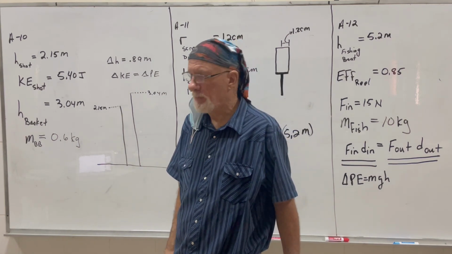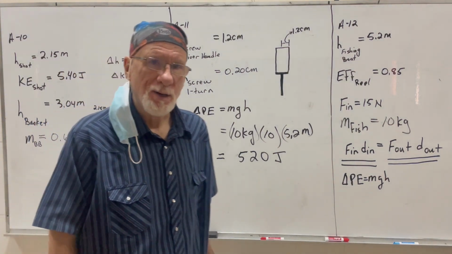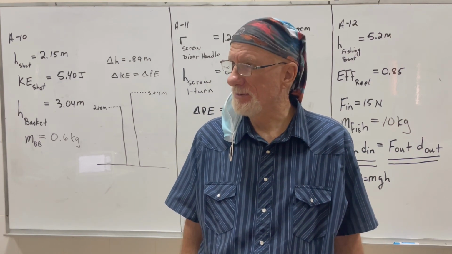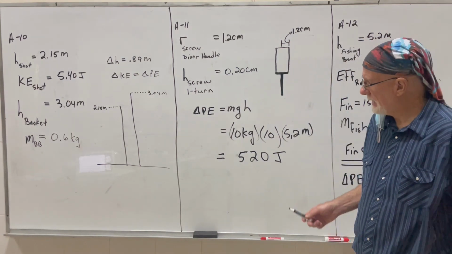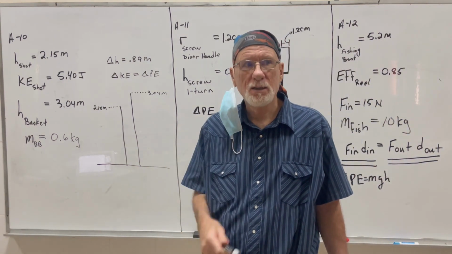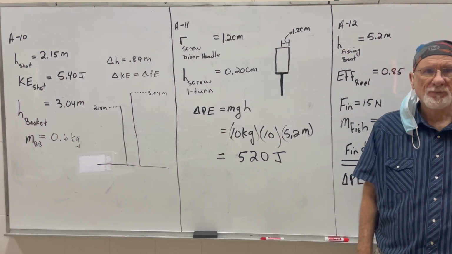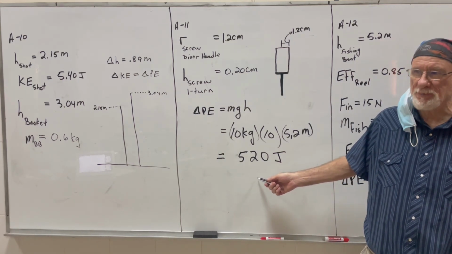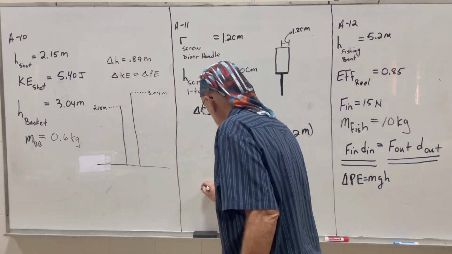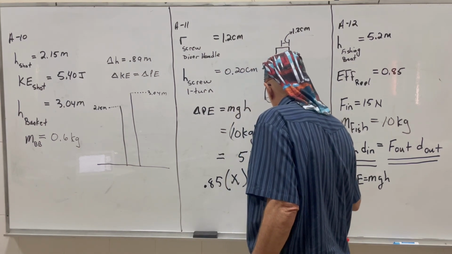520 joules? Yes? But is that the answer, and why? No, because he's using a reel that's 85% efficient. It's not 100% efficient. If he was using a reel that was 100% efficient, that would be the answer. But he's got to use more energy, doesn't he? Yes or no? So what would the answer be? This represents 85% of the answer, doesn't it? So in other words, 0.85 times the answer is going to be 520, is that right?